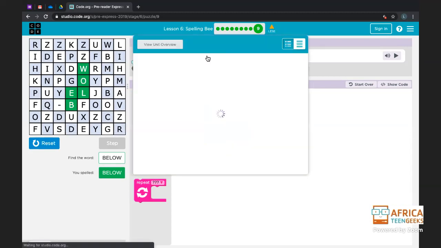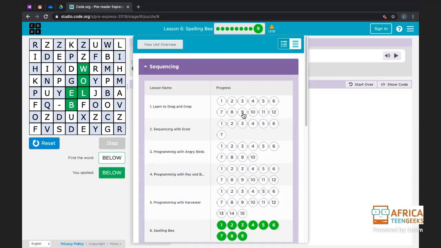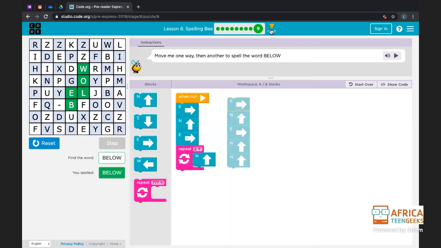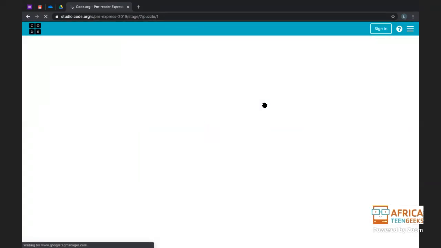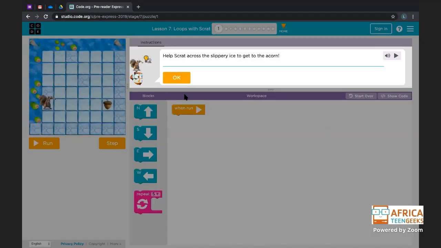Let's see what we are going to do tomorrow. Let's reset and play so we can say continue to the next puzzle. And continue. Let's see what we are going to learn tomorrow. Tomorrow we're going to play with Scrat again. This time he's got slippery ice that he needs to walk over to get the acorn.